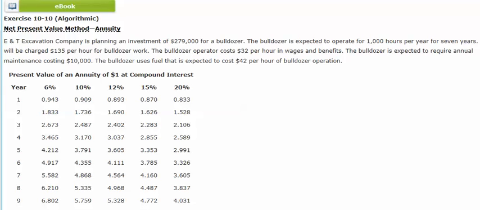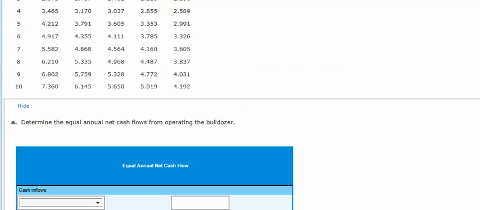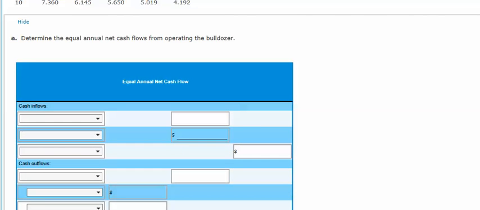It says E&T Excavation Company is planning an investment of $279,000 for a bulldozer. The bulldozer is expected to operate 1,000 hours per year for 7 years. Customers will be charged $135 for the bulldozer work. The operator cost is $32 per hour in wages and benefits. The bulldozer is expected to require annual maintenance costing $10,000. It uses fuel that is expected to cost $42 per hour. They give us a present value of an annuity table, but the first thing we need to determine is the equal annual net cash flows from operating the bulldozer.